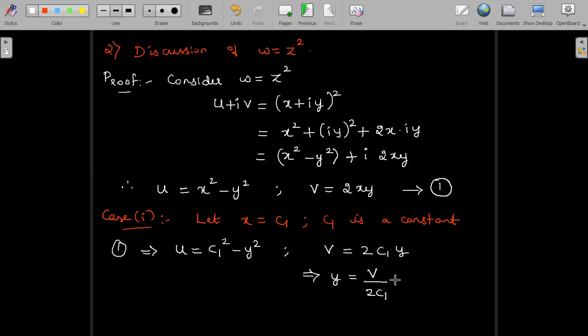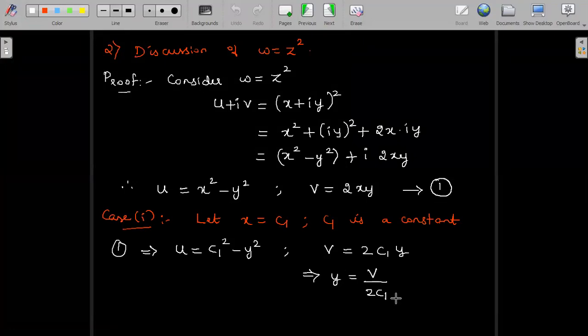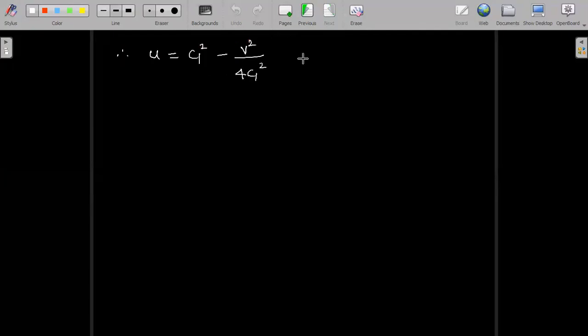So substituting y is equal to v divided by 2C1, u is equal to C1 square minus v square divided by 4C1 square. Let me explain how this is. We have y is equal to v by 2C1, so y square will be v square divided by 4C1 square. We are substituting for y square here. So u is C1 square minus v square divided by 4C1 square. That is what we have written here.